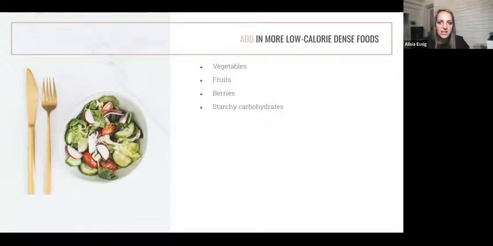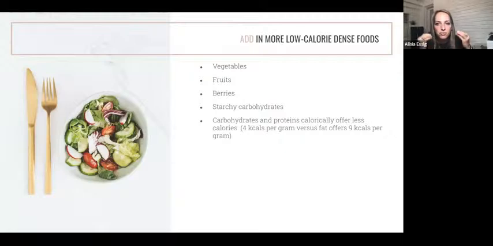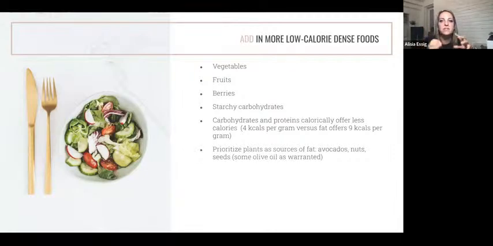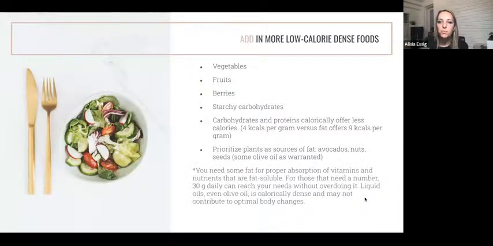In general, remember that there are 9 calories for every gram of fat and only 4 calories for every gram of carbohydrate. So just a little bit of fat goes a long way as far as your overall calorie intake. So prioritize plant sources of fats. You still want to eat fat, but you want it to come from avocados, nuts, and seeds. And for proper absorption of the fat-soluble vitamins and nutrients, you do need a little bit.